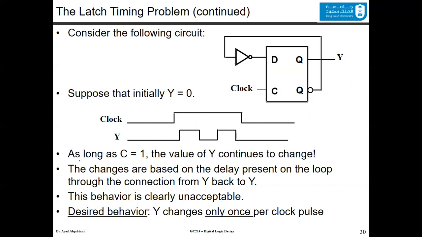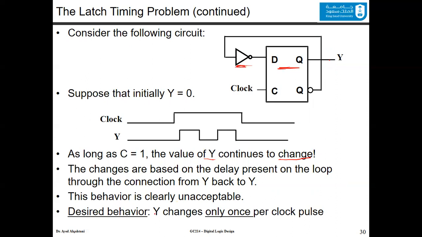So this behavior, as long as C is equal to 1, the value of Y continues to toggle or change. The changes are based on the delay present in the loop through the connection from Y back to Y, which is this inverter and the delay in the circuit. This behavior is clearly unacceptable because we want to know the value of Y at any given time.